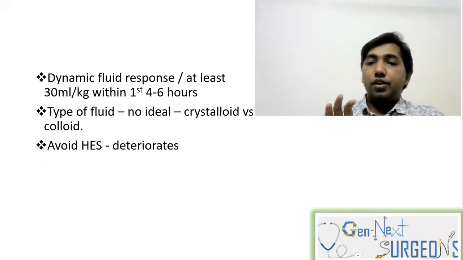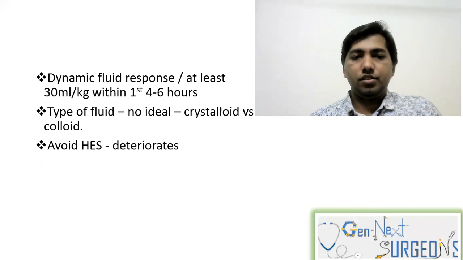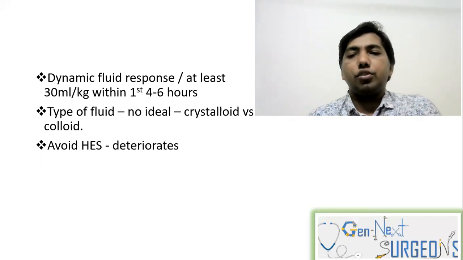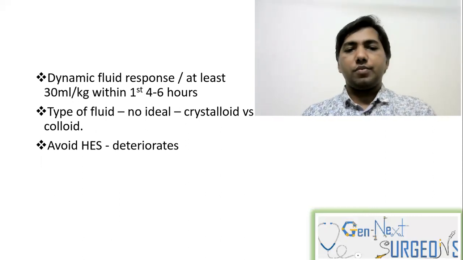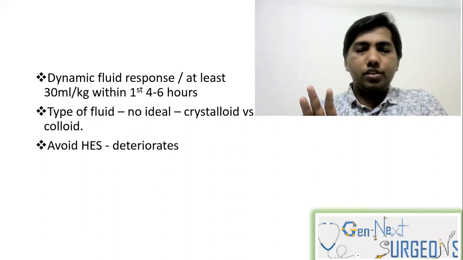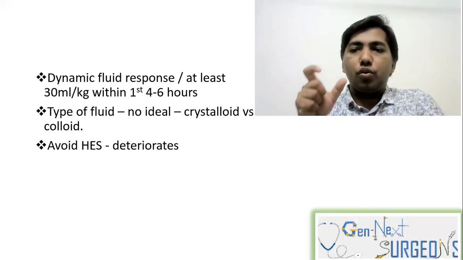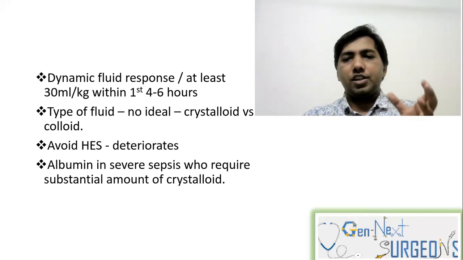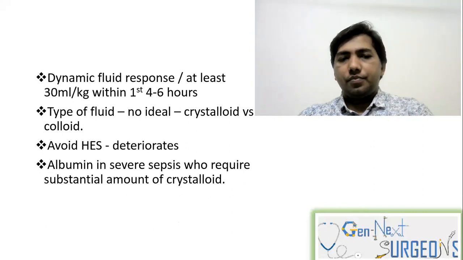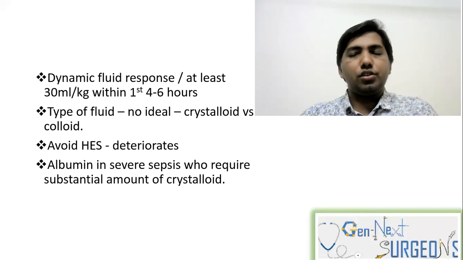Another point is to avoid hydroxyethyl starch. We are used to giving it when a patient is in shock and blood is not available, thinking it will increase his pressure, but in septic shock, don't use it. Studies showed that it has a deleterious effect on septic shock patients. Also, in sepsis there is loss of plasma, and we can give albumin, but it should be given to a septic shock patient who needs a substantial amount of crystalloid, not initially, because it is costly.